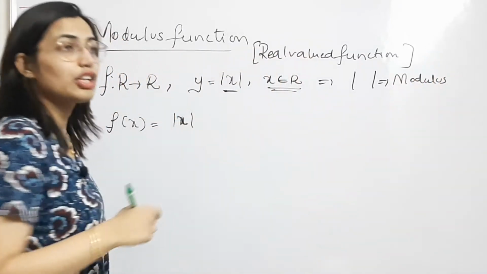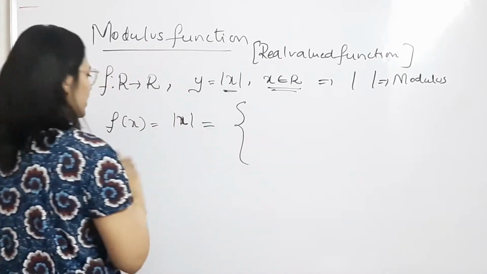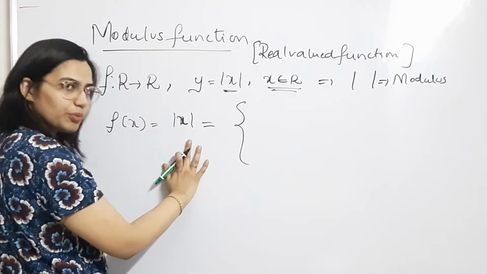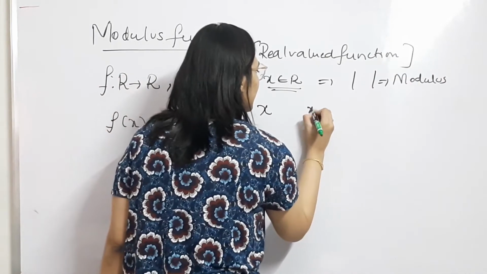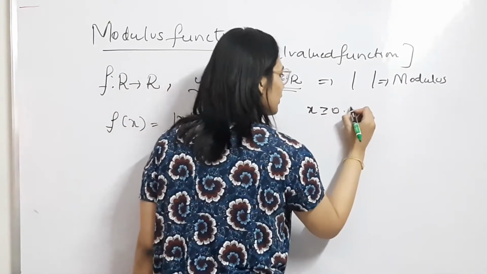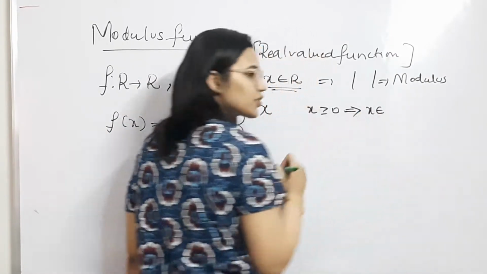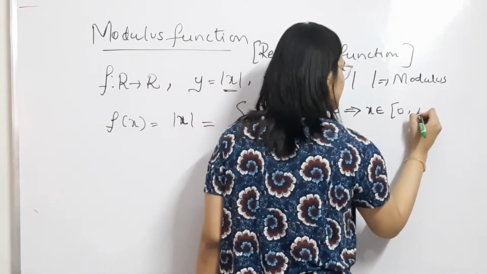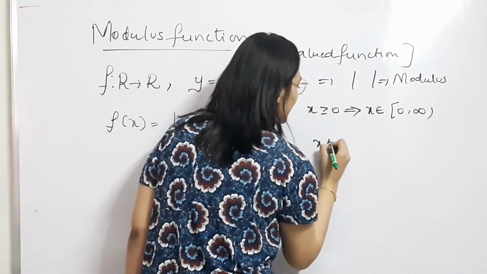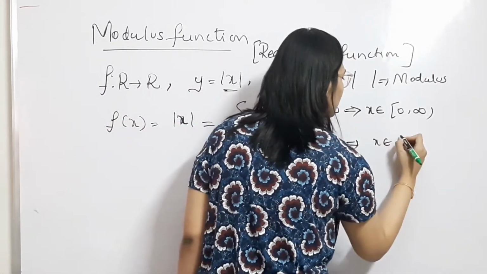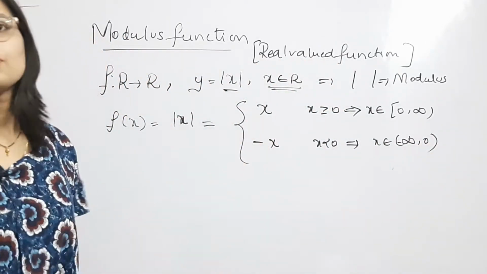So what happens when you put the values of x inside the modulus? We can define the modulus function as f of x is equal to mod x, wherein this will be x in case x is greater than or equal to 0, that is, in short, x belongs to what? How do you write greater than or equal to 0 in interval form? Write this as this, right? And it will be minus x if x is less than 0, that is, x belongs to minus infinity comma 0. This is the definition of modulus function.